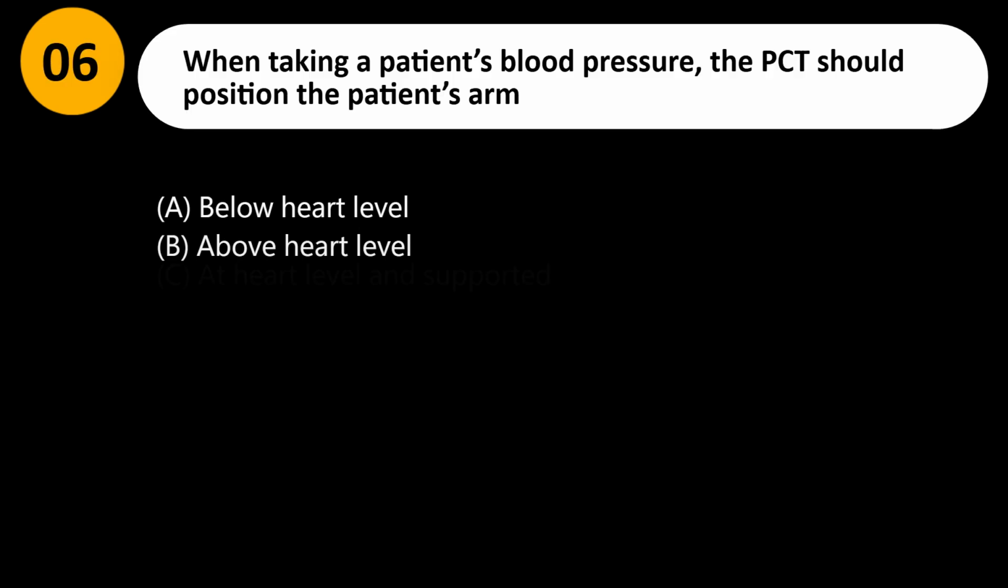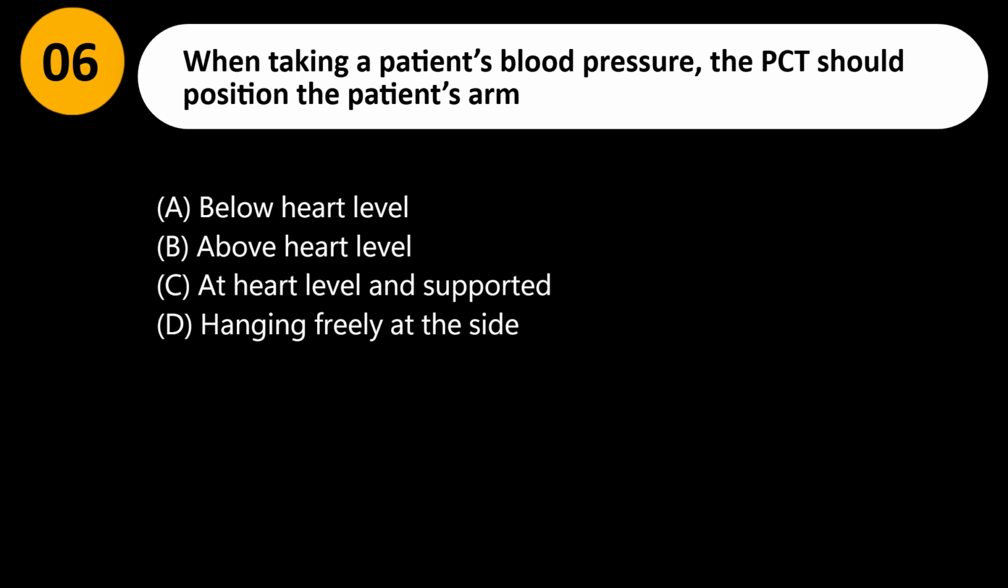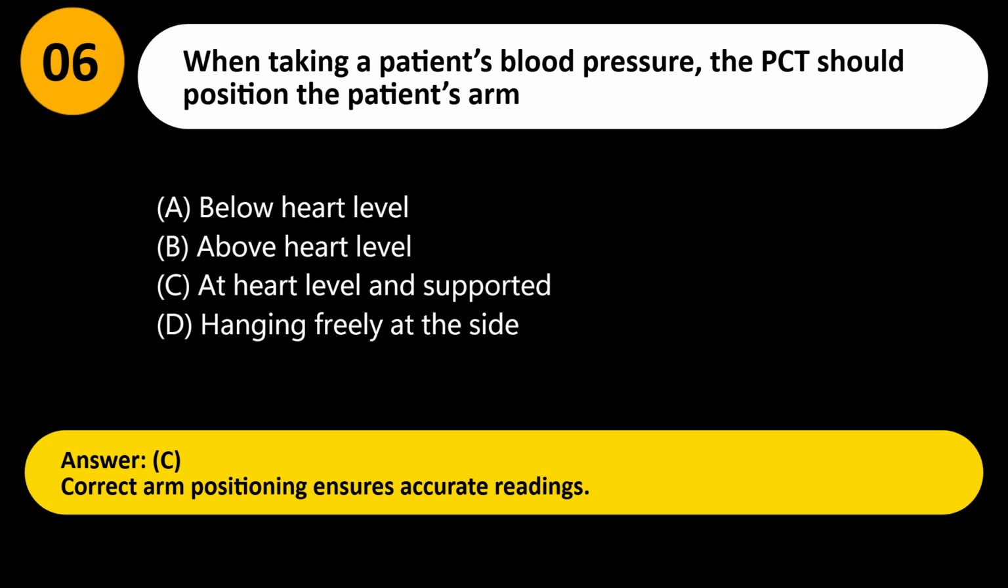When taking a patient's blood pressure, the PCT should position the patient's arm: A. Below heart level. B. Above heart level. C. At heart level and supported. D. Hanging freely at the side. Answer: C. Correct arm positioning ensures accurate readings.